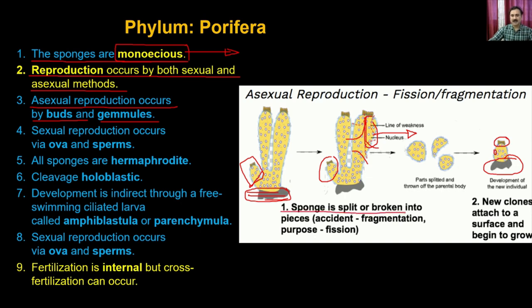So a sponge is split or broken into multiple pieces, either by accident or by fission, and then these pieces go away from the parents and keep floating in the ocean until they find a rock or some surface to which they can stick. Once they stick, there will be regeneration of the remaining part. Like if the osculum is absent, then they will develop the osculum and the cell body and all that, and that's how the new clones attach to a surface and begin to grow. If you don't know, this is the mechanism through which sponges are reproduced in the ocean.